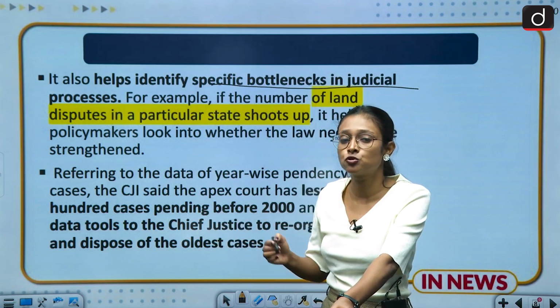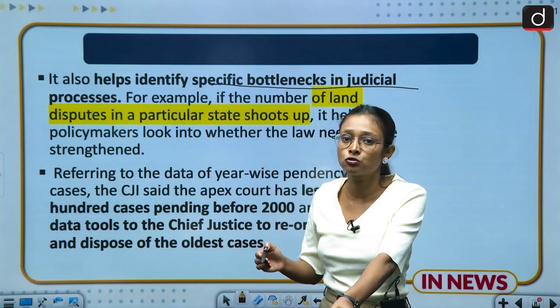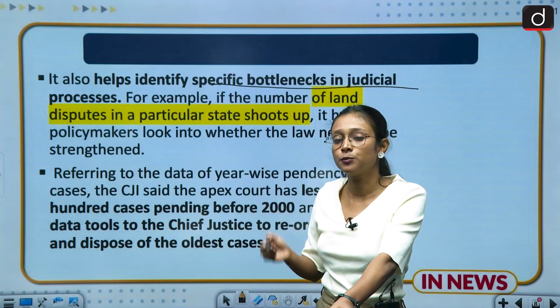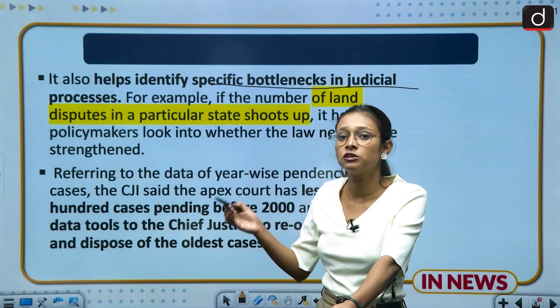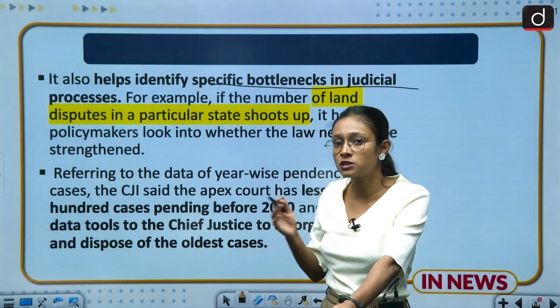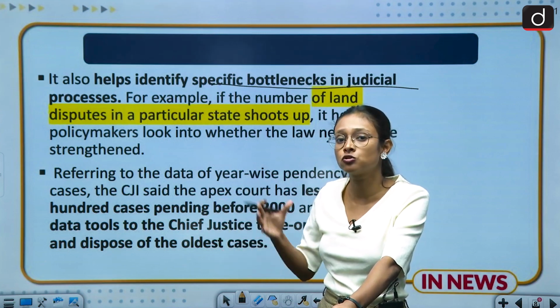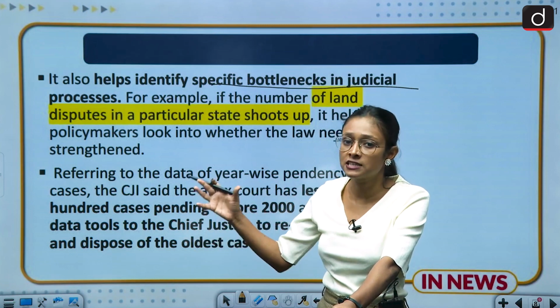So it also helps to reduce the pendency and to know about the bottlenecks and whatever problems there are in the judicial system and also in the legislative system. So it is not just limited to the judicial system, it also expands its horizon to the legislative system.